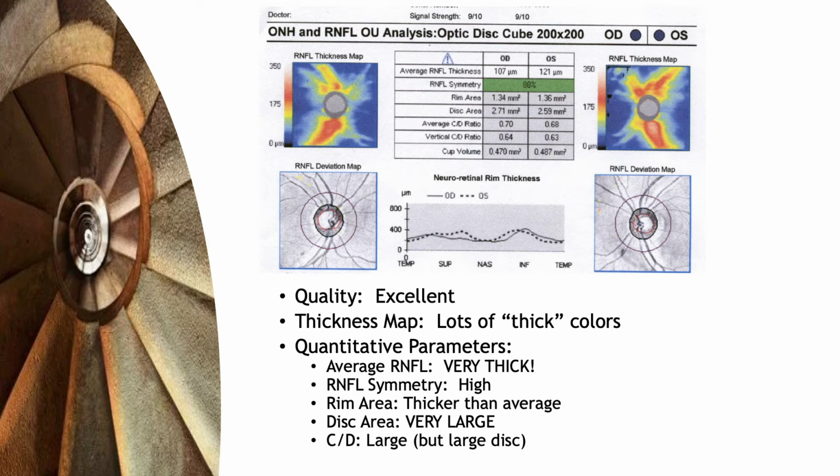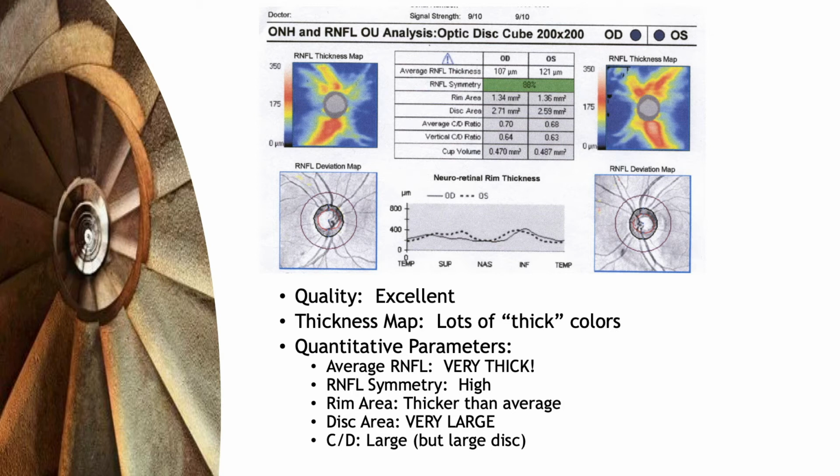The disc area is 2.71 in the right eye, 2.59 in the left eye. So we're dealing with really large optic nerves. And so, Mark, that goes back to your rule number 2, which is, can I apply the reference database or the normative database to this patient? And because his nerves are so big, I don't think that we can.